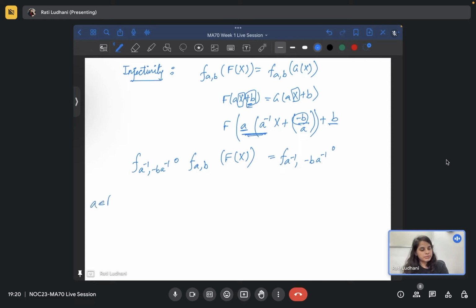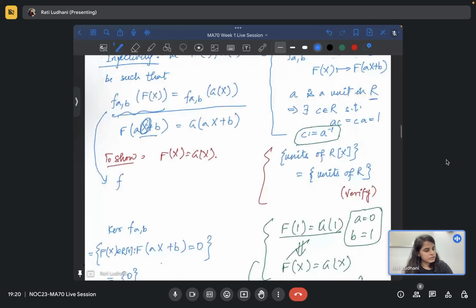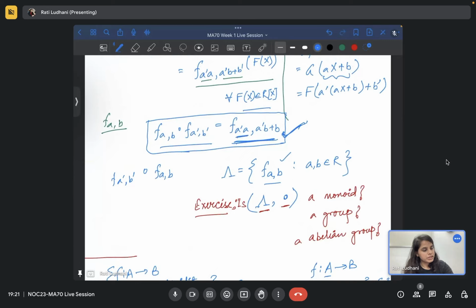A is invertible in R, that means A inverse belongs to R. So this property I'm using, and this product is there, minus B is always there because this is an abelian group with respect to addition. And you do this F_AB, F of G(x). So as you have seen in the earlier part, this will give what? This will give F of A dash A plus A dash B plus B, right?